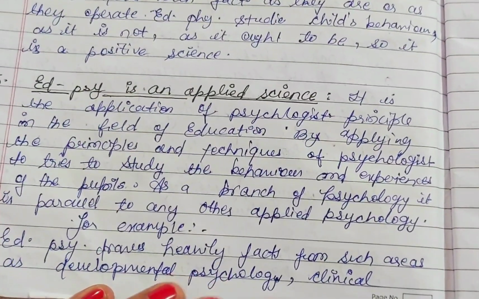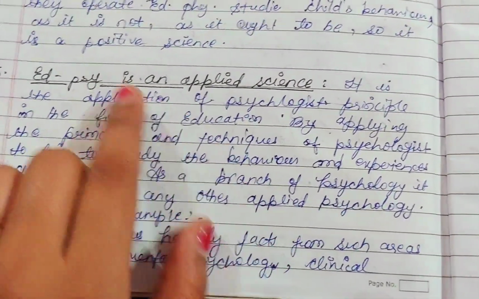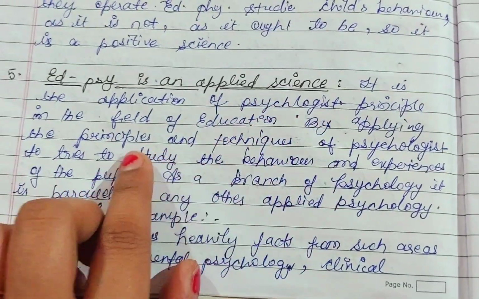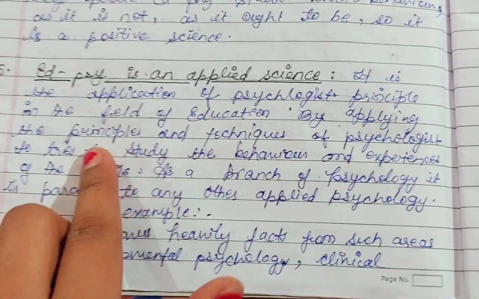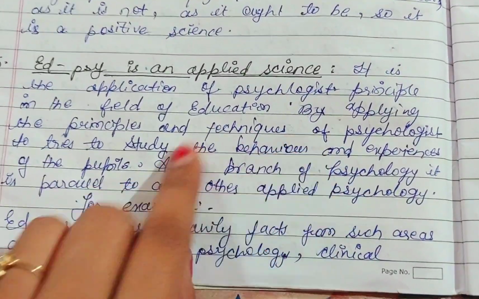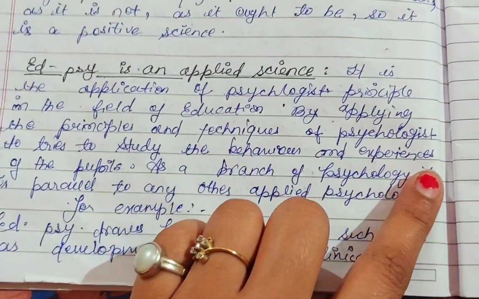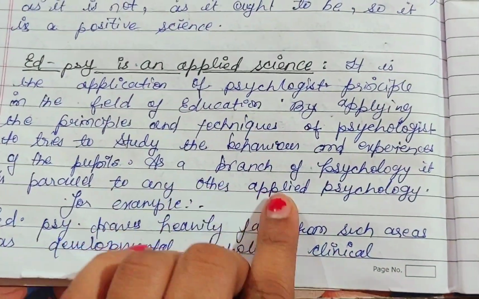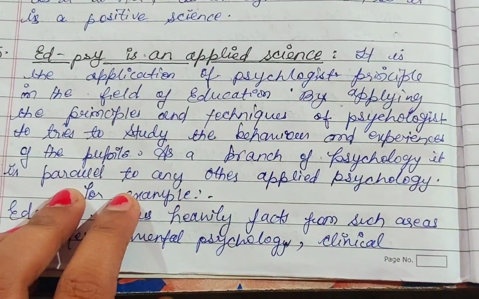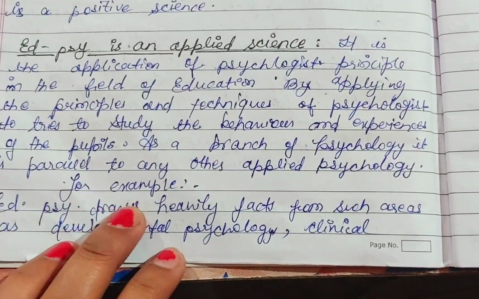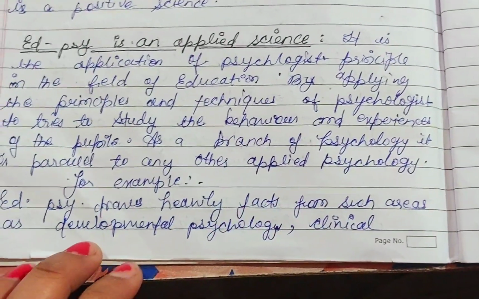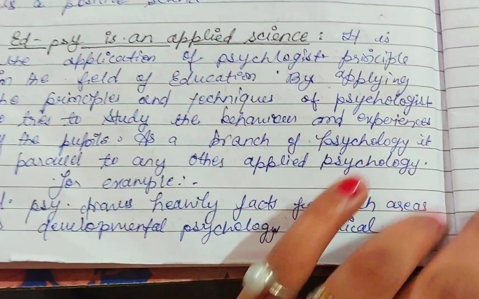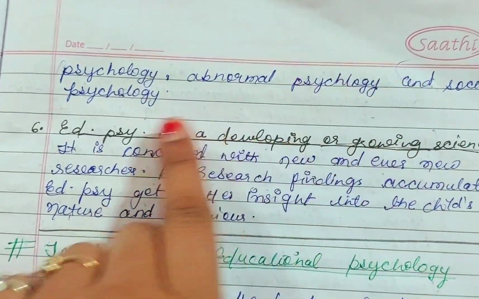Number five, educational psychology is an applied science. It is the application of psychological principles in the field of education. By applying the principles and techniques of psychology, it tries to study the behavior and experiences of the pupil. As a branch of psychology, it is parallel to any other applied psychology. For example, educational psychology draws heavily on facts from areas such as developmental psychology, clinical psychology, abnormal psychology, and social psychology.